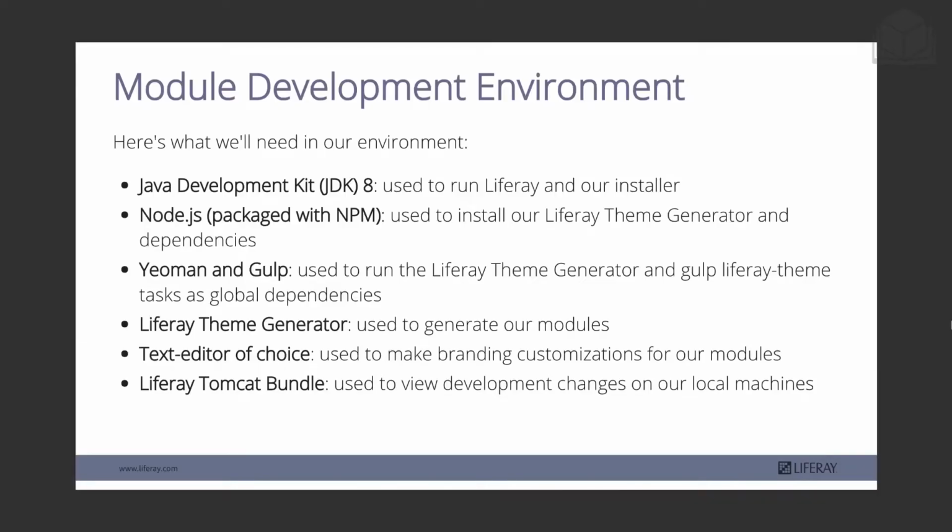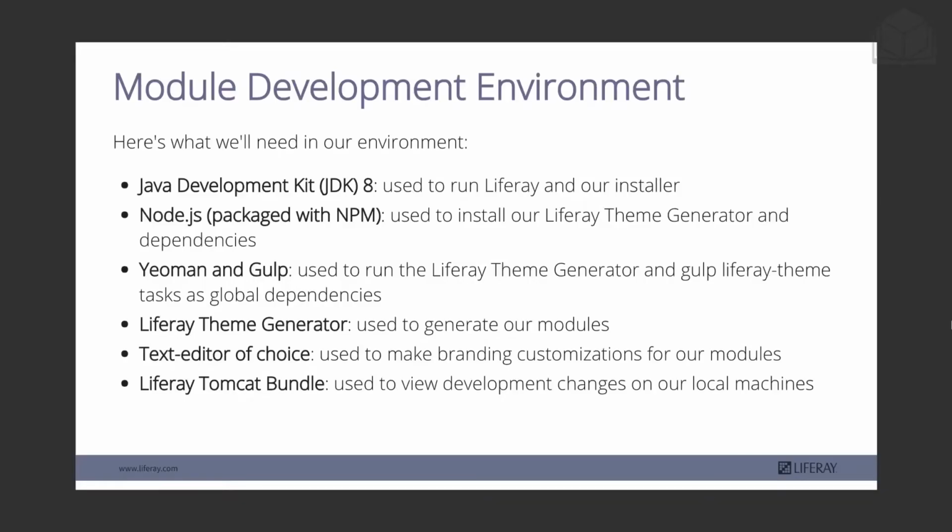Okay, so we need to go ahead and make sure we have set up the Java Development Kit, specifically version 8. Okay, obviously we'll need Node.js and NPM, so we'll go ahead and work with some of those tools as well. This is going to be how we get our Liferay theme generator as well as all the dependencies we need to use the generator. Okay. We also obviously need Yeoman and Gulp. Those are going to be with the Liferay theme generator. We're going to need to download those tasks, and I'll walk through some of that as well. And then we need obviously the theme generator, text editor of choice, and a Liferay bundle.